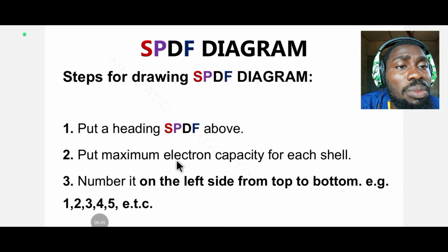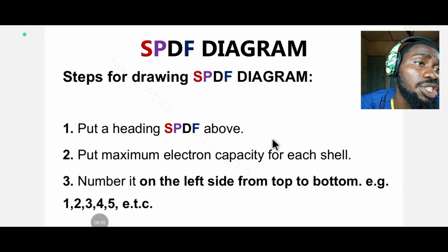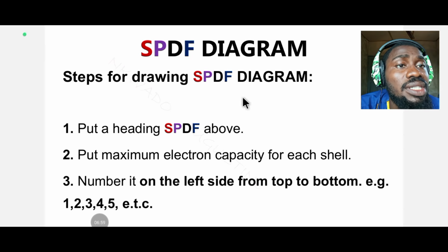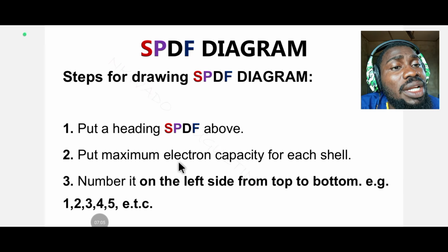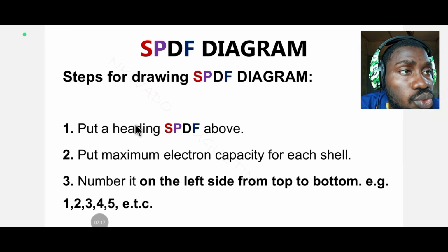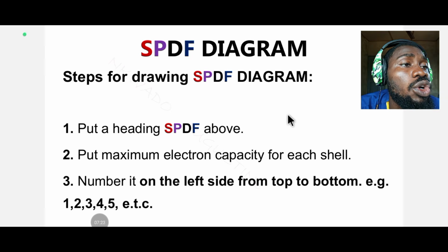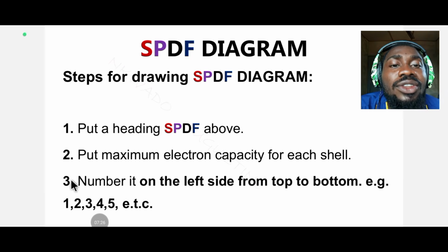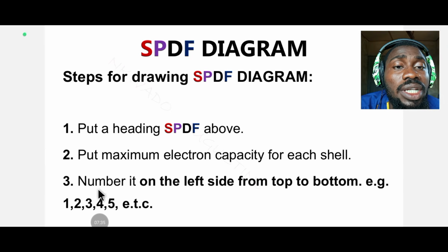Then the second step: put the maximum electron capacity for each shell. After putting SPDF atop the page, you put the maximum electron capacity of each shell under it. Under S, you put 2. P, you put 6. D, you put 10. F, you put 14. Then the third step of drawing the SPDF diagram.